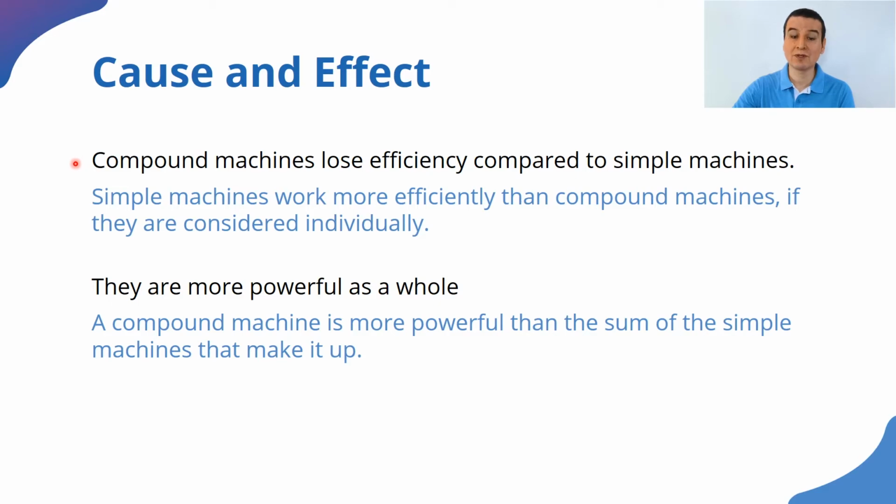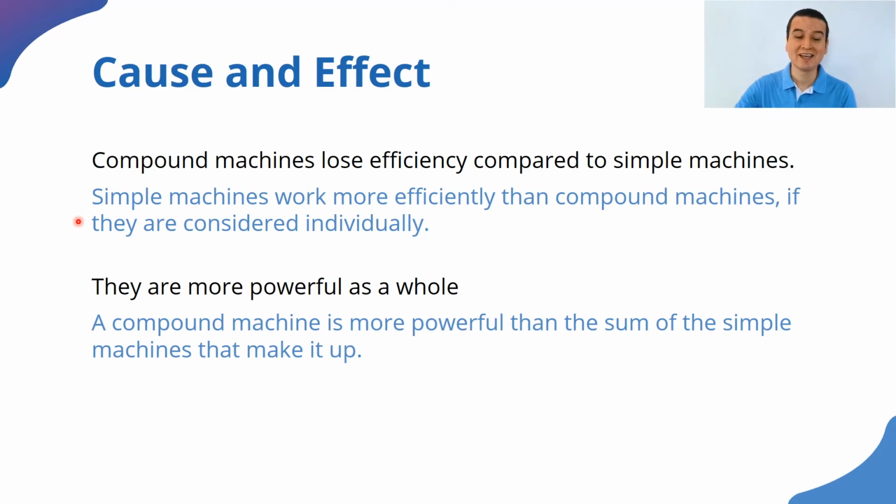Next, compound machines lose efficiency compared to simple machines. All right, what do you write? This sample answer reads, simple machines work more efficiently than compound machines if they are considered individually. So we're not explaining what is the efficiency principle here. No, because it says compound machines lose efficiency compared to simple machines, so that if we just take the simple machines apart from a compound machine, it will be more efficient. Why? Because there is no friction, remember?